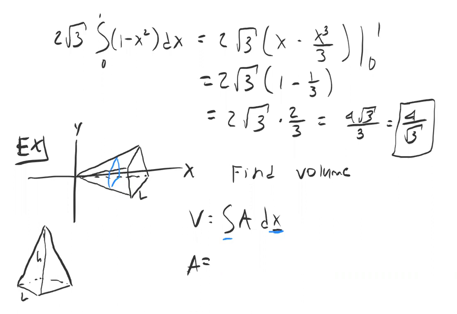So the area then is the area of a square. So you might be tempted to write down L squared first, but that's not the area. That's the area of the base here. But you can see that if you go away from the base, the squares get smaller.